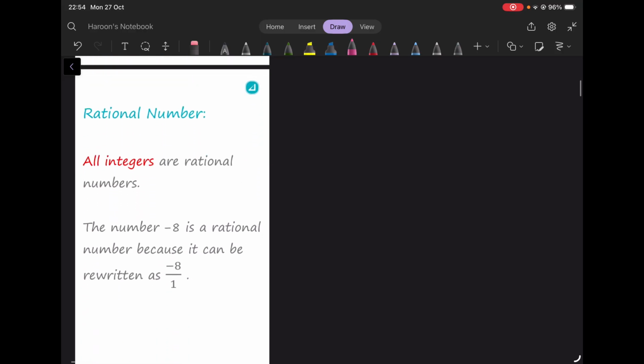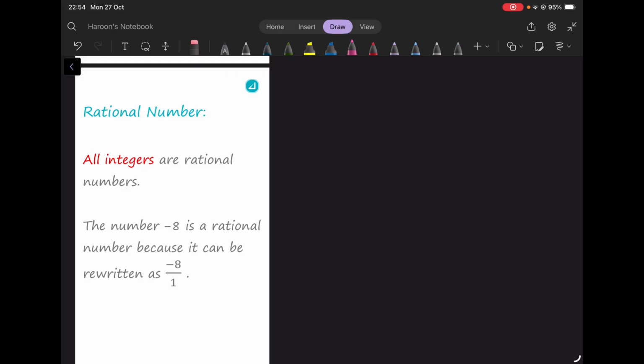All integers would be rational numbers. So for example, if we have let's say 9, can it be written in the fraction form a over b? Yes, it can. 9 divided by 1, everything is divided by 1, so this would be a rational number. Another example, so let's say we take negative 5. Is this a rational number? Yes, it is. It can be written in the form negative 5 by 1. So all integers would be your rational numbers.